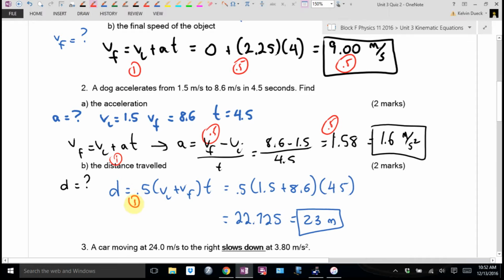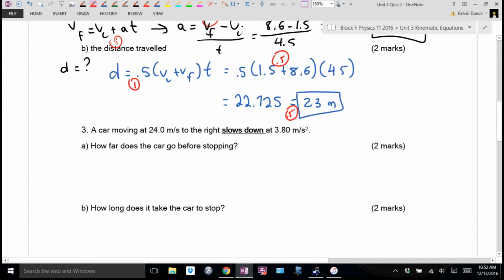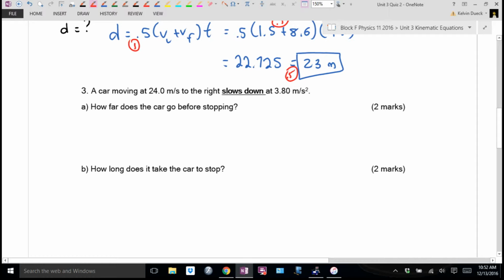Same as before, 1 mark, half mark for the numbers, half mark for the answer. But if you got the right answer, 2 out of 2. What's 3A want me to find?